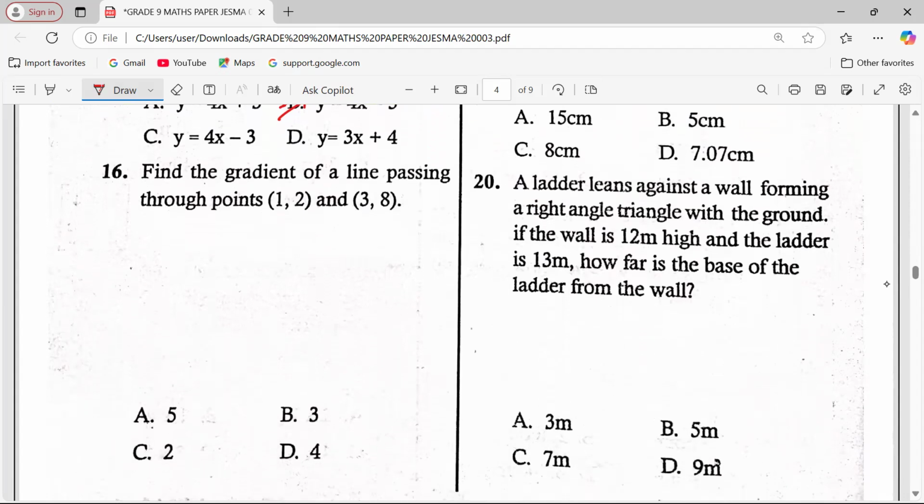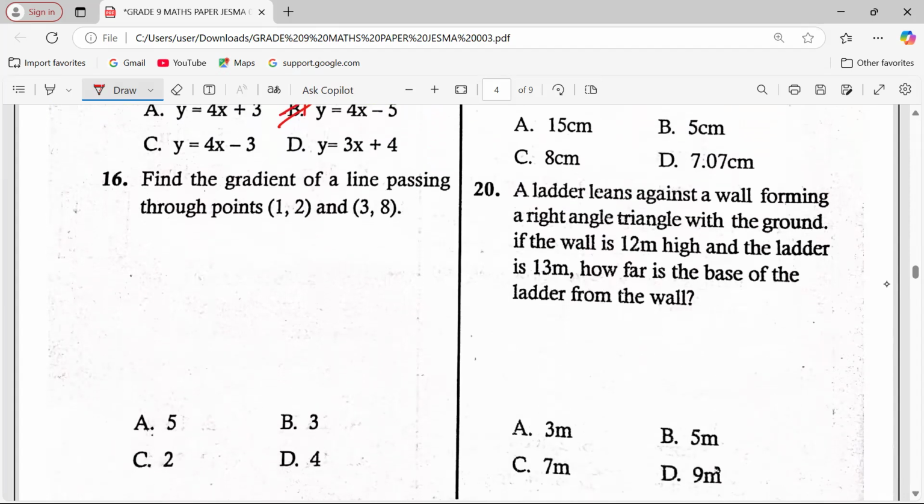Talking about number 16, which says find the gradient of a line passing through the points 1, 2 and 3, 8. Gradient M is usually given by change in y over change in x. So when we take 8 minus 2, then we divide by 3 minus 1, we will get the gradient.